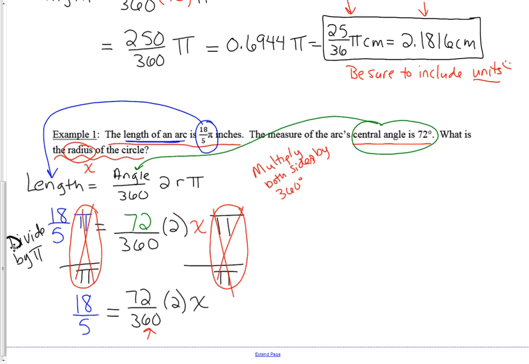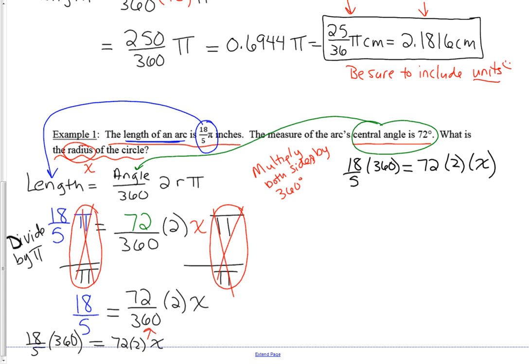I'm basically going to have my 18 over 5 is going to be times 360. And then when I multiply by 360 on the other side, I'm just going to end up with this. So what I'm going to do right now is I'm going to rewrite that. So I have 18 over 5 times 360 is going to be equal to 72 times 2 times x. Now from here, I'm going to use my calculator and go ahead and work out what those values are.